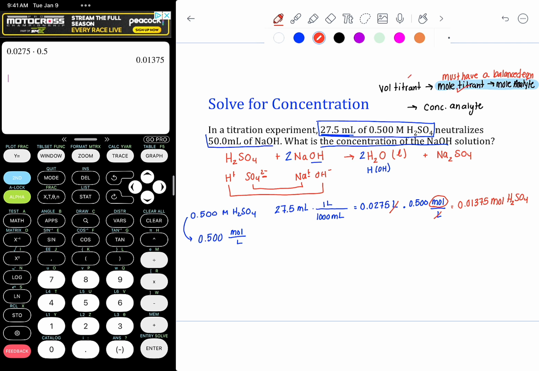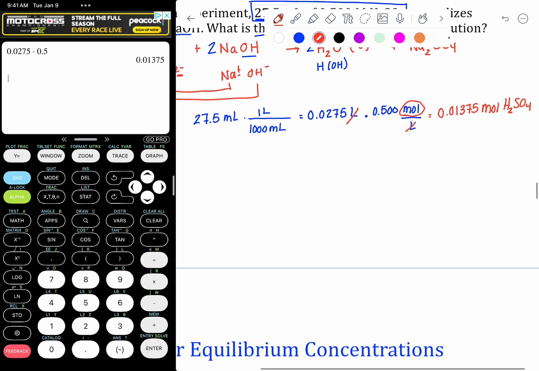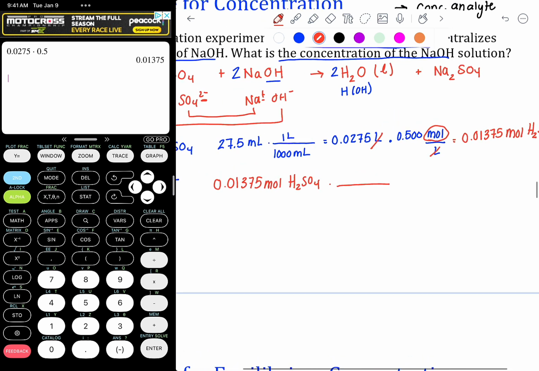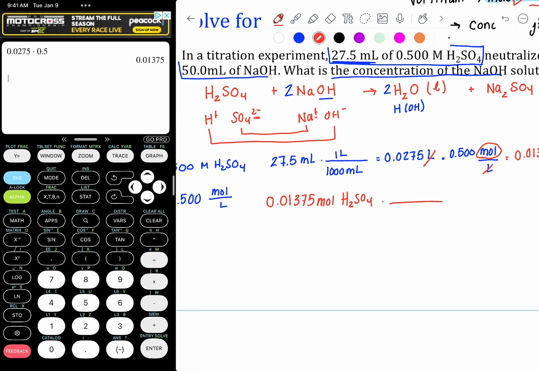Now we want to convert from moles of titrant to moles of analyte. So we're going to take that moles of titrant, 0.01375 moles of H2SO4. And if we want to convert it to our analyte, which is NaOH, okay, we have to look at our balanced chemical equation. So if we want to cancel out moles of H2SO4, we're going to put those on the bottom.